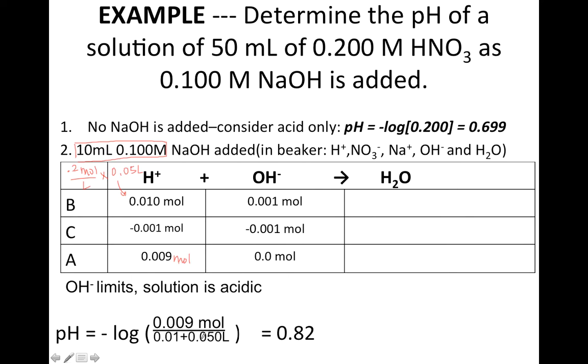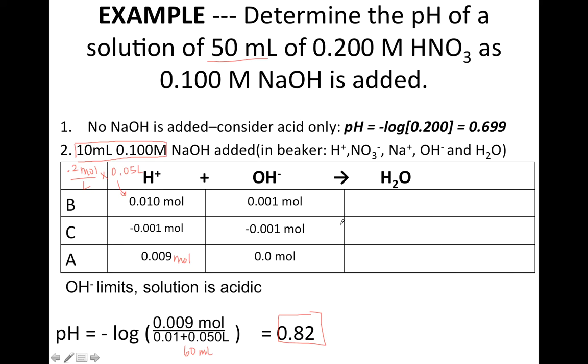The new volume is we had 50 milliliters of the protons to start with, and we added 10. So we need 60 milliliters, or you can also express it like this, but it has to be in liters. You plug the molarity into the pH equation, and you get a pH of 0.82, which is a little bit higher than 0.699. And that makes sense because there's a little bit less protons.